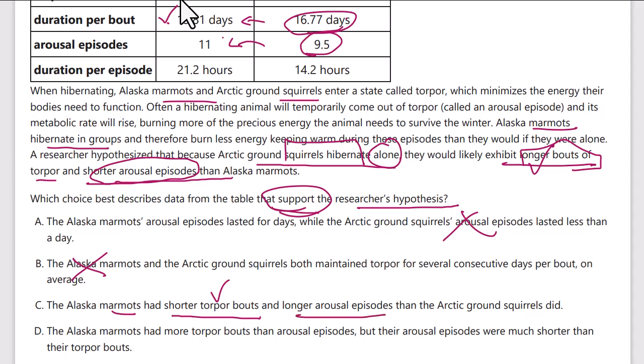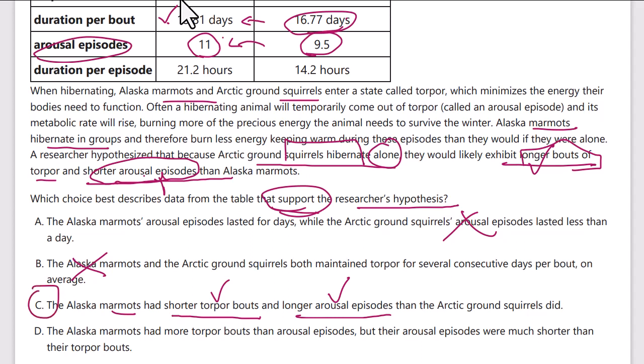And longer arousal episodes, so the marmot has the longer arousal episode, which is to say the squirrel had the shorter arousal episode. So this is the same conditions, they're just flipping it around. Instead of saying squirrel, shorter arousal episode, marmot, longer arousal episode, same thing. Then the Arctic ground squirrels did. This is going to be our answer.